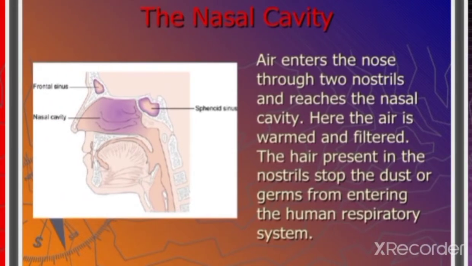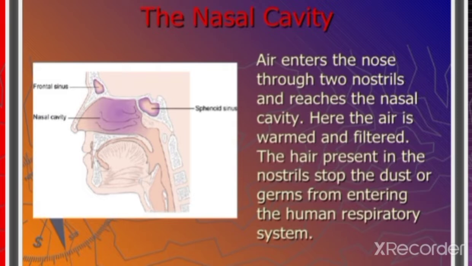First one is your nasal cavity. Now what happens in the nose and nasal cavity? Air enters through the nose through two nostrils. You have two holes in your nose. Through two nostrils the air enters and it reaches the nasal cavity. Here the air is warmed and filtered so that the temperature of your body is maintained.